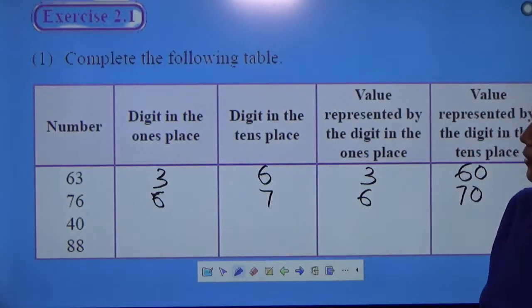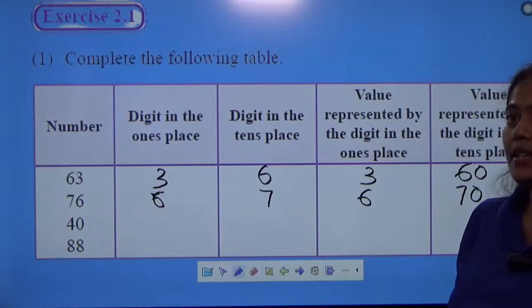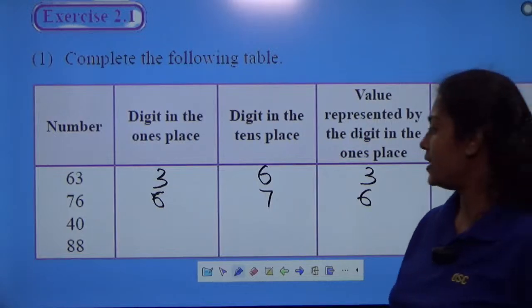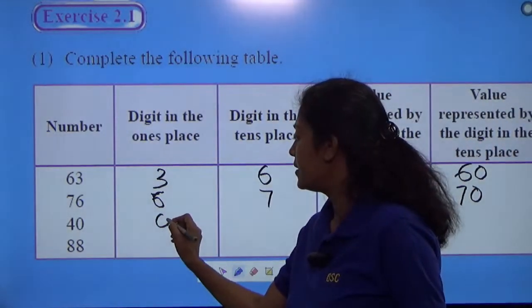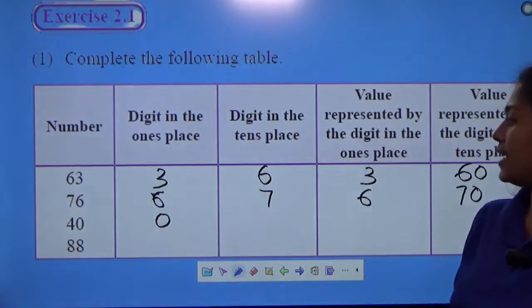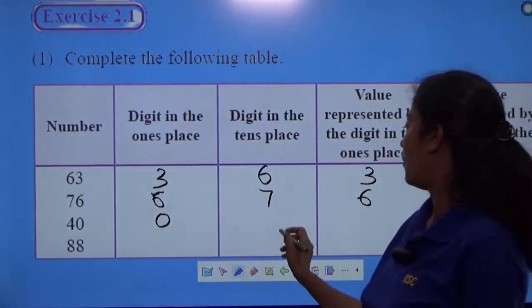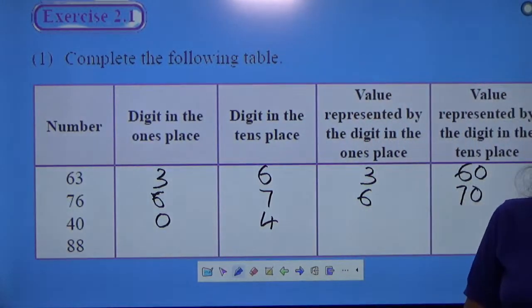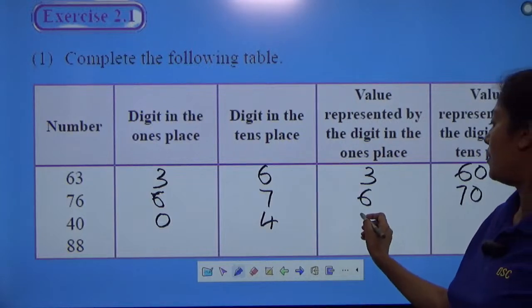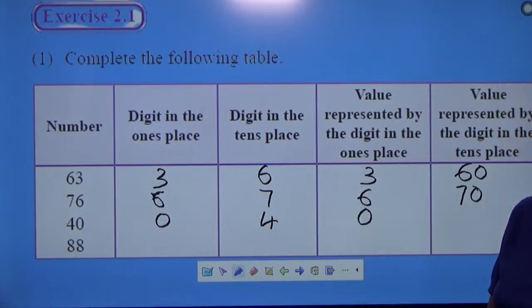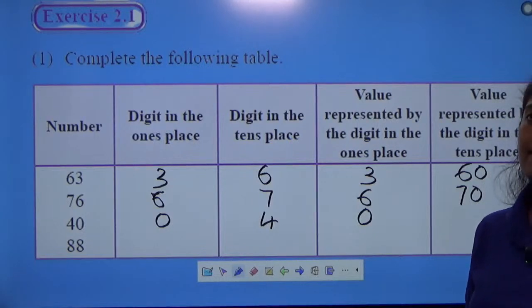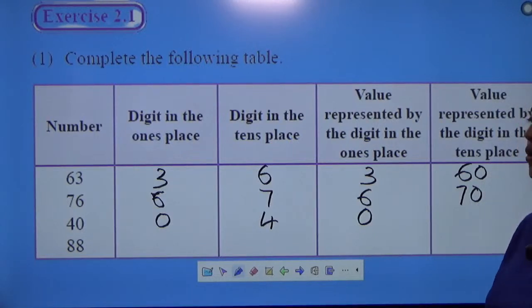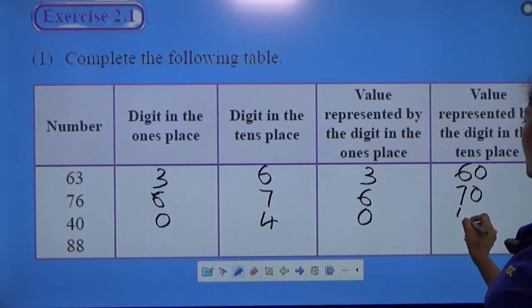Right, then next one, 40. Digit in the ones place. What is the digit? 0. Digit in the tens place? 4. Right, value represented by the digit in the ones place? 0. Yes, then value represented by the digit in the tens place? How much? 40.